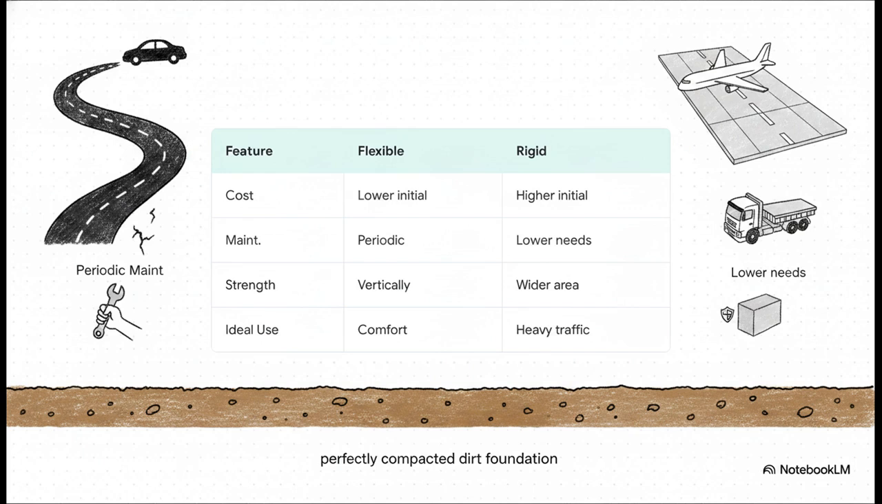But if you're building that airport runway or major commercial port where the physical loads are just immense and maintenance closures would be incredibly disruptive, you invest in the higher initial cost of a rigid concrete pavement. It will distribute those heavy loads over a wider area and stand up to the punishment for decades with very little upkeep. Both of these recipes rely on that universal, perfectly compacted dirt foundation we talked about, but they elegantly solve very different engineering challenges.